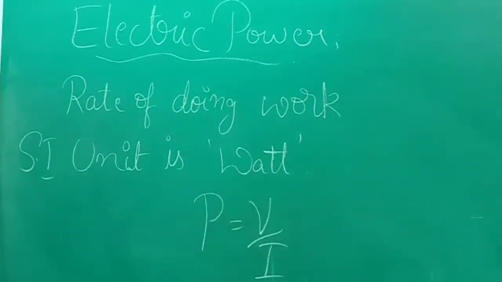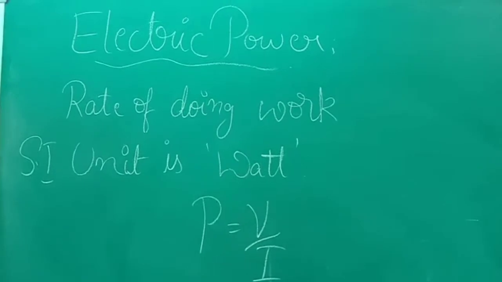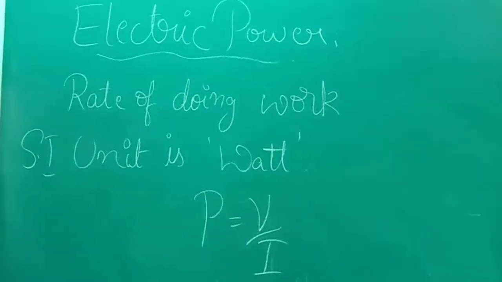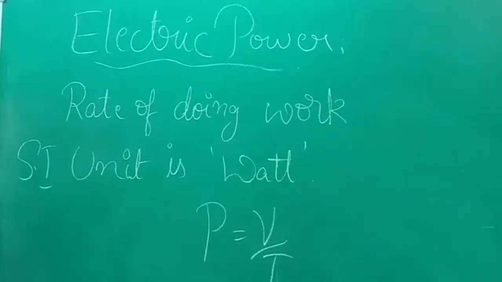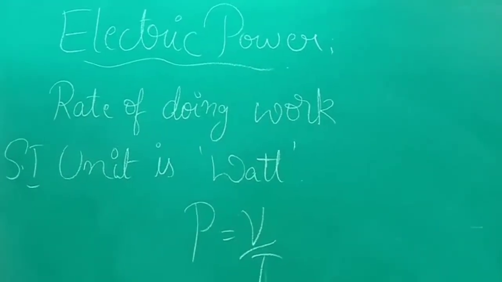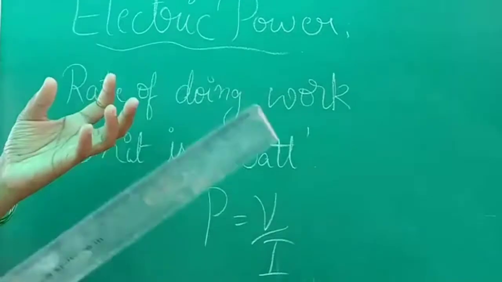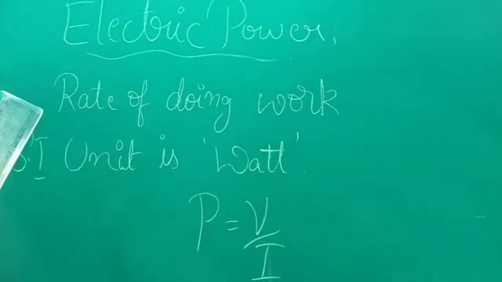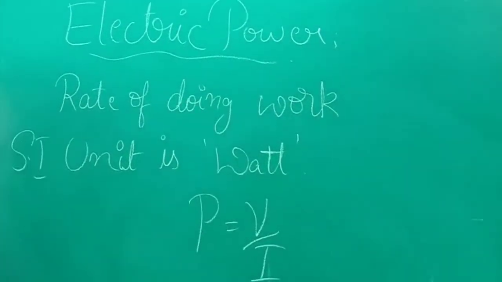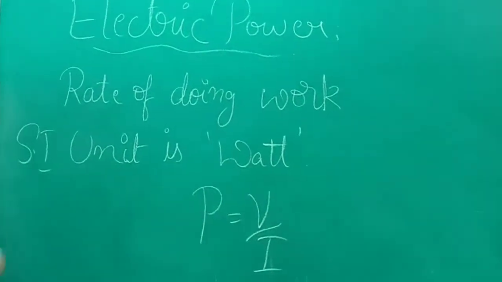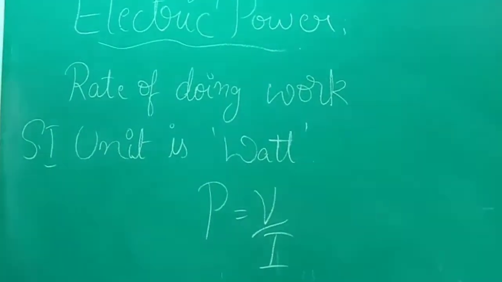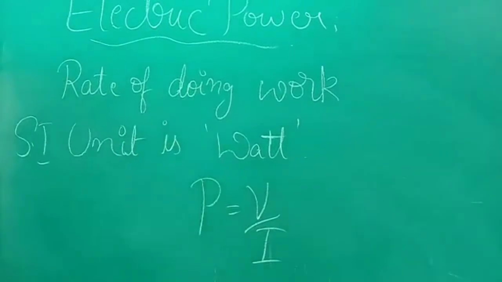Okay. Where have you seen this word watt? Most probably everybody has seen it upon the bulb. Just check it out. If you find a bulb in your home, everybody has a bulb, just check it. On the uppermost part of the bulb, you'll see a reading in watts. That watt indicates the capacity of that bulb. So the SI unit of electric power is watt.